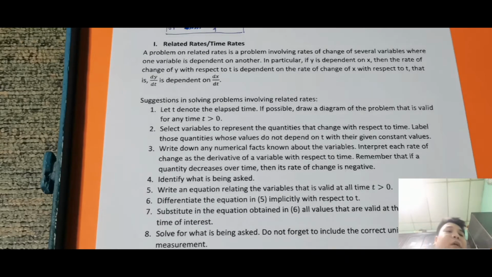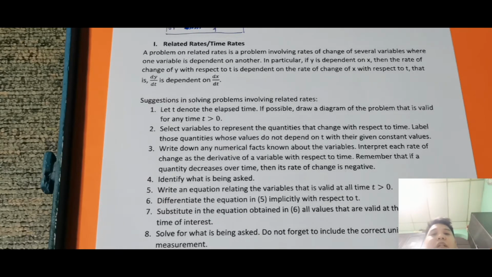So hindi na magiging y prime si ating y. Okay, so actually pwede pa naman. So dapat si x prime kasi nga with respect sila sa t. Pero again, ang kailangan natin gamitin dito is yung term o yung ating symbol na dx over dt and dy over dt.